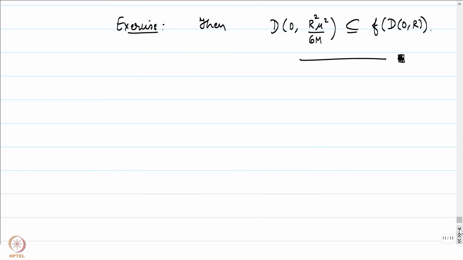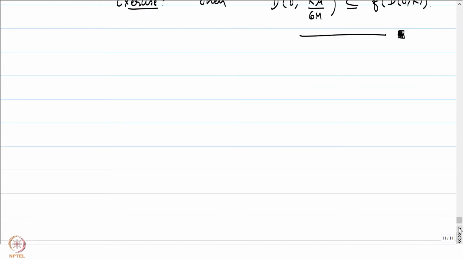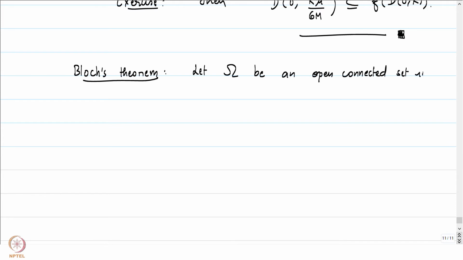All right, let's now prove the Bloch's theorem, which is in slightly more generality. The setup is the following. Let me write it down. Let omega be some domain, some open connected set in C which contains the closure of the unit disk. An open connected set in subset of C such that d bar is contained in omega. It's an open set, so let me put the containment to be a strict open set.